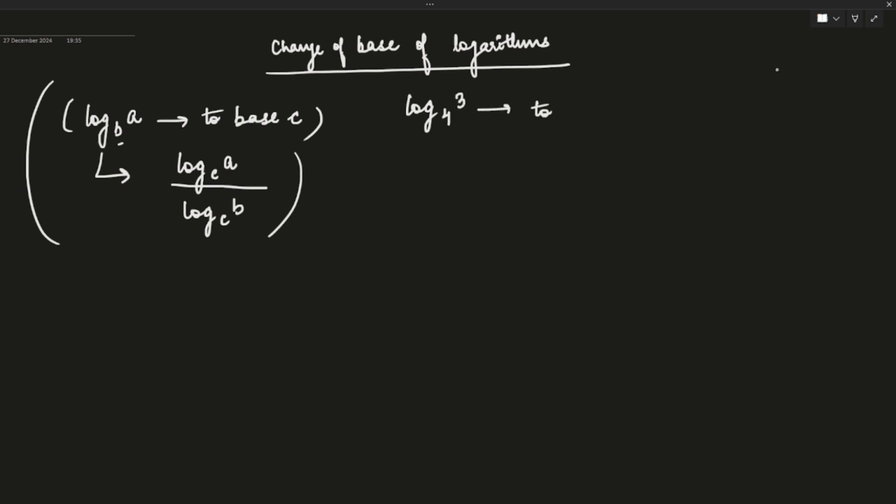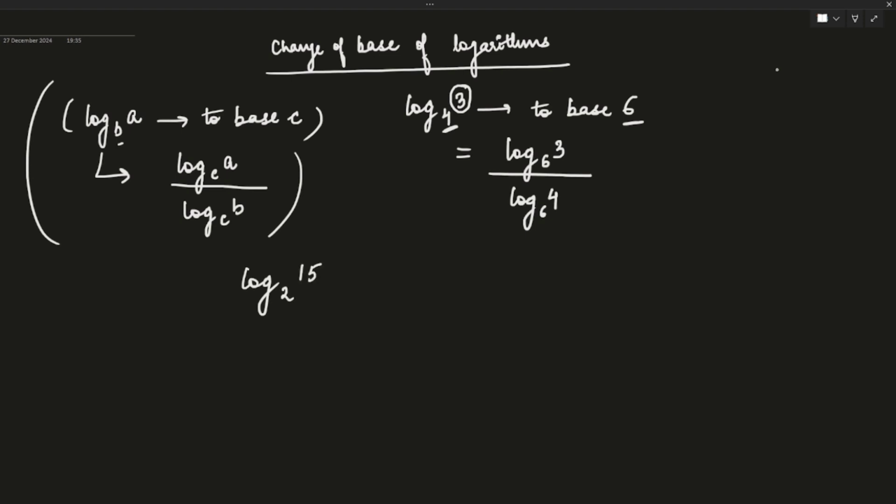Suppose you have log of 3 to the base 4 and you have to change it to base 6. How will we do it? The standard procedure is we take the argument of this log, which is 3, and write 6 as the base. Whatever base you have to change to, you write it as the base, upon log of the earlier base, which is 4, with base 6.